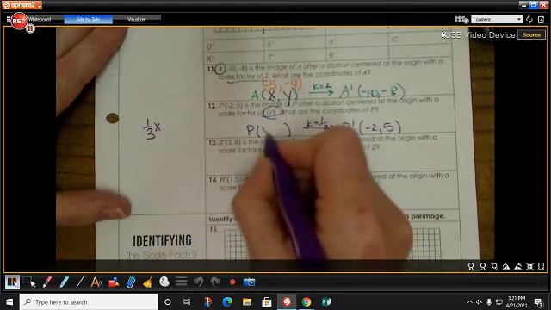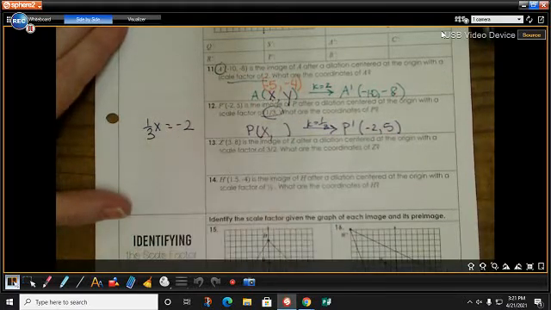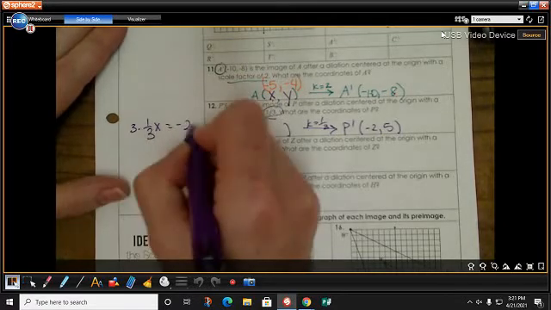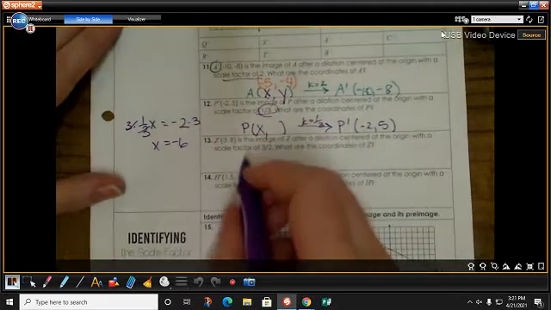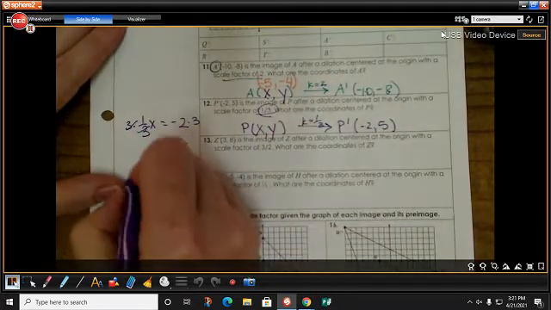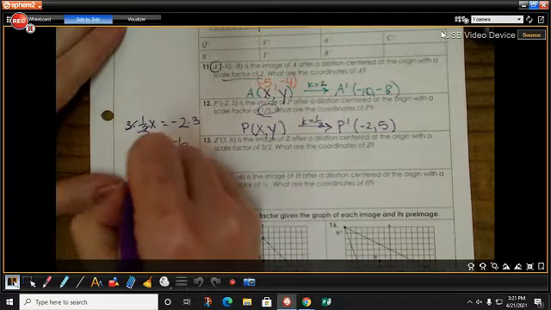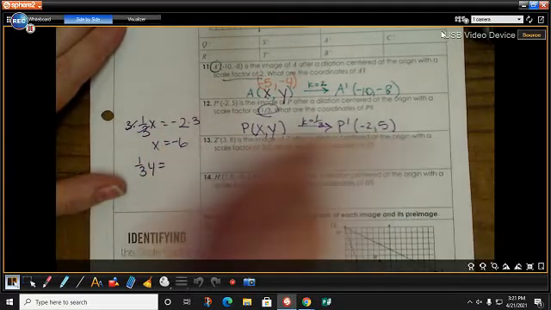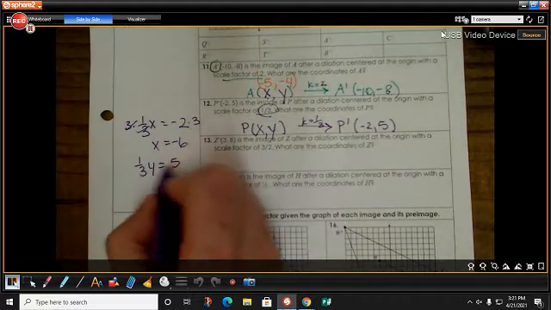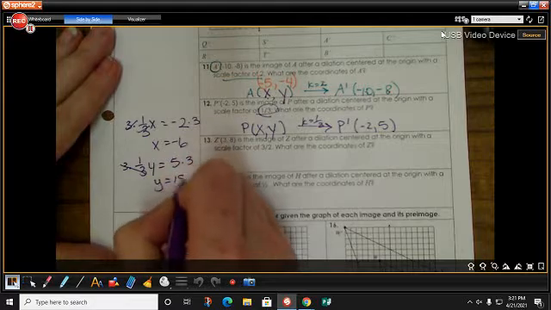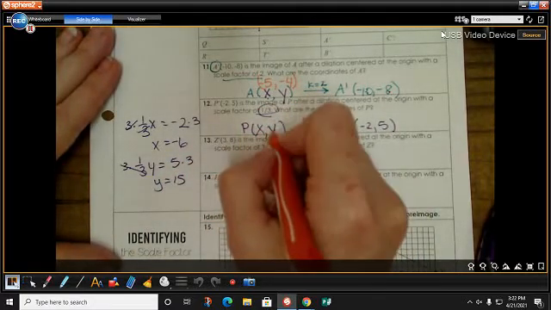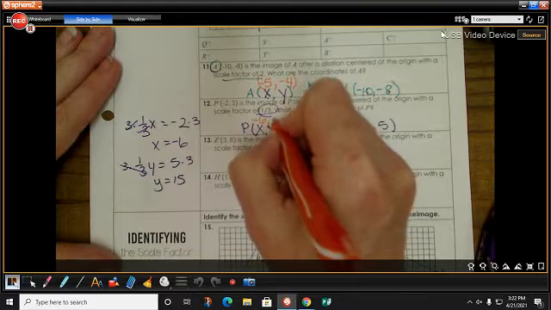So let's think about it. If I did X times 1/3 to get -2, I can work backwards to figure out what X was. And so to do this, I'm going to times both sides by 3, and X was originally -6. And then for my Y, if I took Y and times it by 1/3, it gives me 5. So a third of something gives me 5. So if I times by 3 here, Y gives me 15. So my original pre-image was -6, 15.